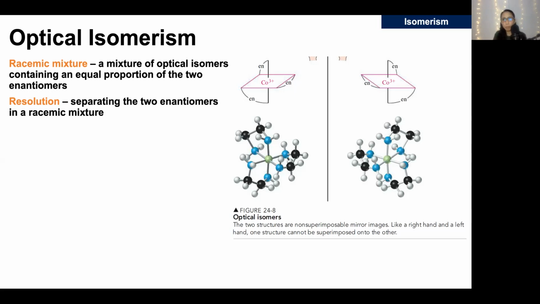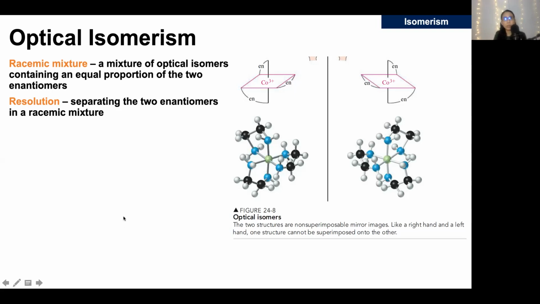But if you have, for example, 5% more of your isomer B, then it can still display optical activity, but not the full 10 degrees, because some of that is canceled out by the presence of the other enantiomer. When you want to separate the 2 enantiomers in a racemic mixture, we call that process resolution.